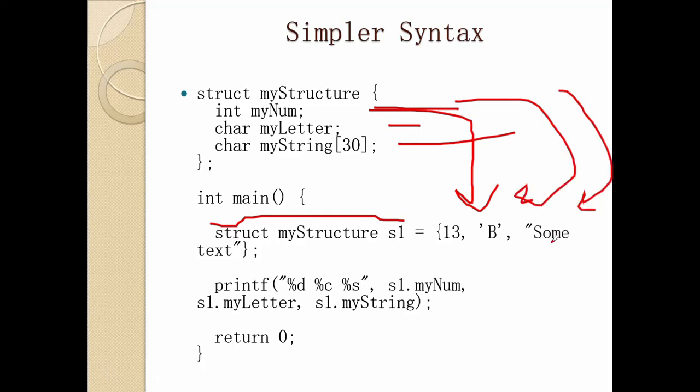Now if you put the text value inside my num, it would show an error, because my num is of integer type and you are giving it a character array type of value. That we need to avoid. So this is basically a simpler syntax for how structures can be initialized with values.